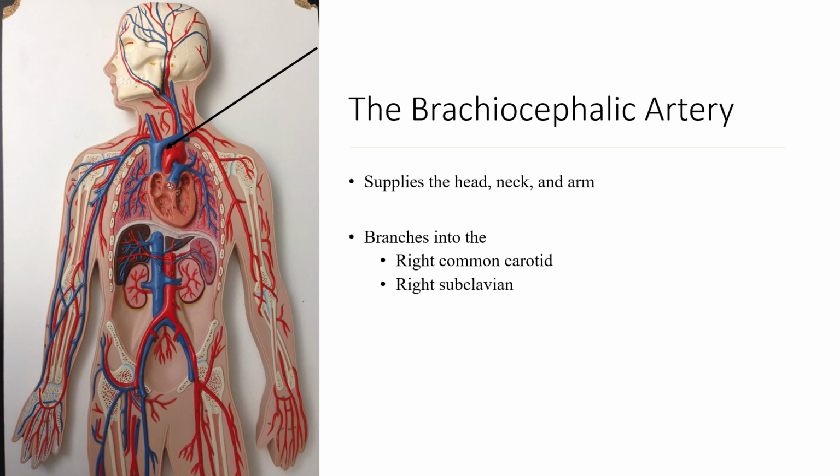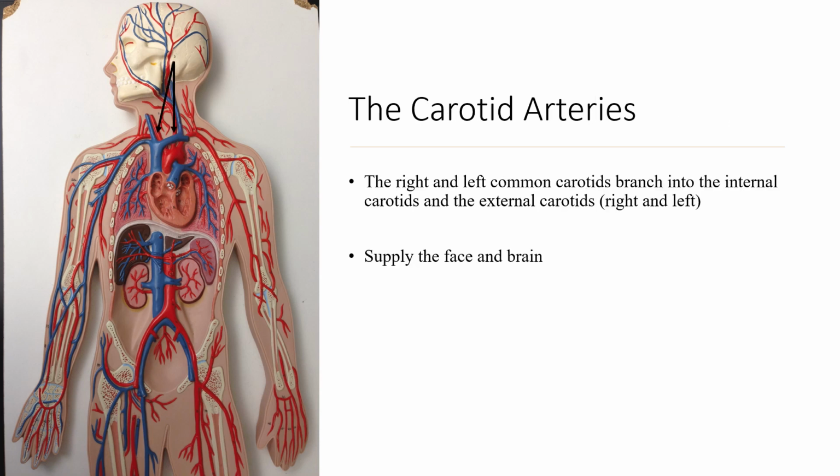This is a really good point in time to once again let you guys know that understanding what the names of arteries mean is the perfect way to determine what they're supplying oxygenated blood to. So brachio means arm, cephalic means head, therefore you can deduce that the brachiocephalic artery is supplying blood to the head, neck, and the arm. And so the brachiocephalic artery branches into the right common carotid and the right subclavian. And you can see my arrow pointing to it right there.